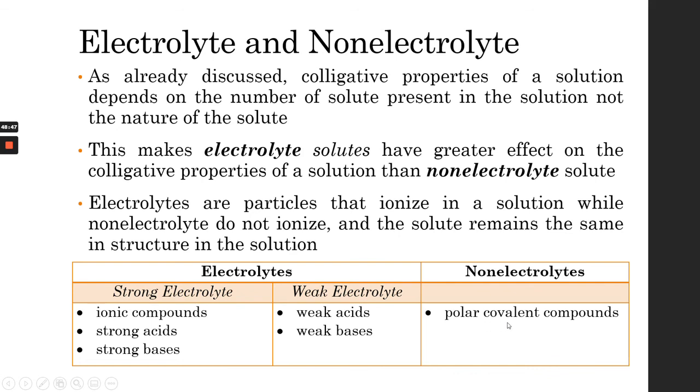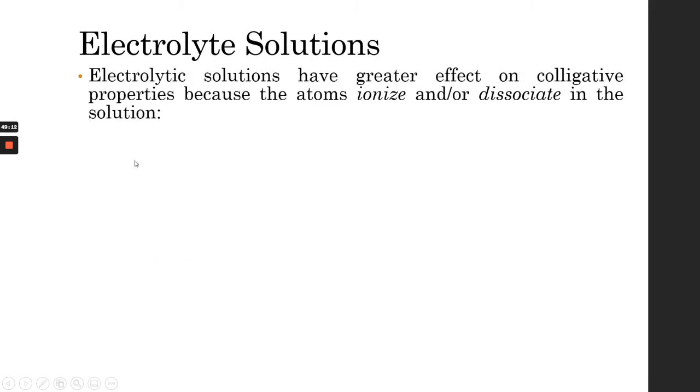Pero if you have a polar covalent compound, example sugar, if you dissolve the sugar in your solvent, let's say water, hindi mag-ionize yung solution ninyo. Yung sugar, it remains the same structure after it dissolves in the solvent. Unlike sa mga electrolytes. Kasi nangyayari, ang electrolytic solution have greater effect on colligative property because the atoms ionize or dissociate in the solution.